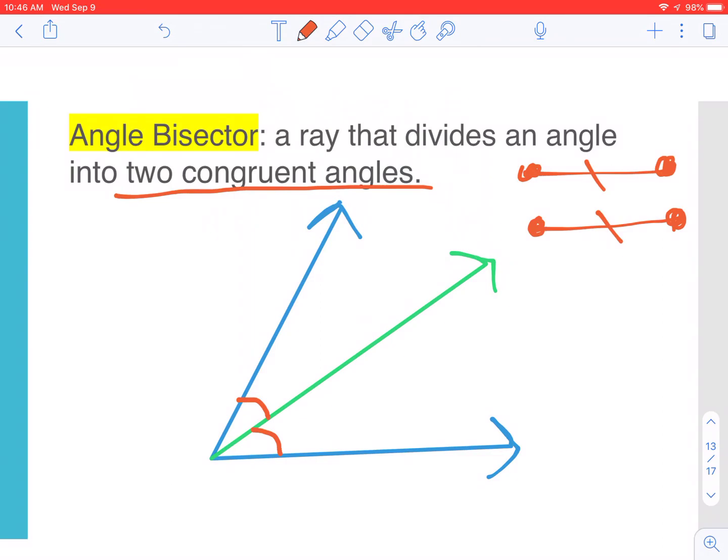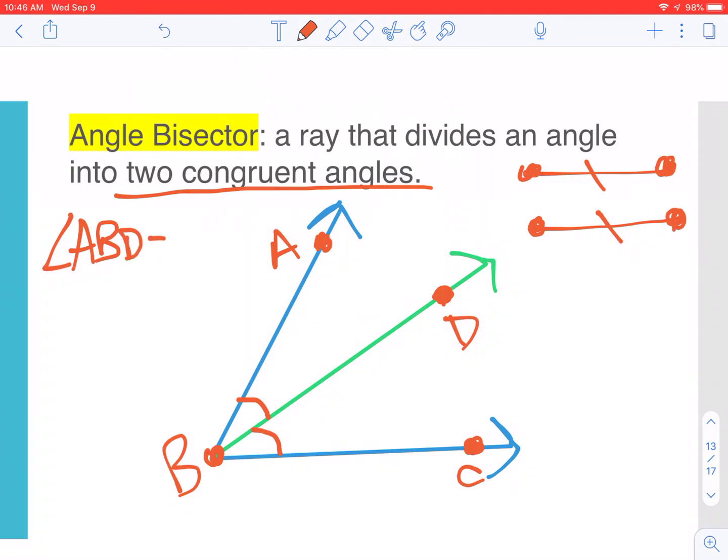So every picture you do with an angle bisector should look just like this. For example, I'm going to make some points on here so we can name these angles. We would say that angle ABD is congruent to angle CBD. Those two angles are the same, and I have marked them with my congruent markers. So what ray BD has done is cut that angle in half. Okay, we'll do some examples here.